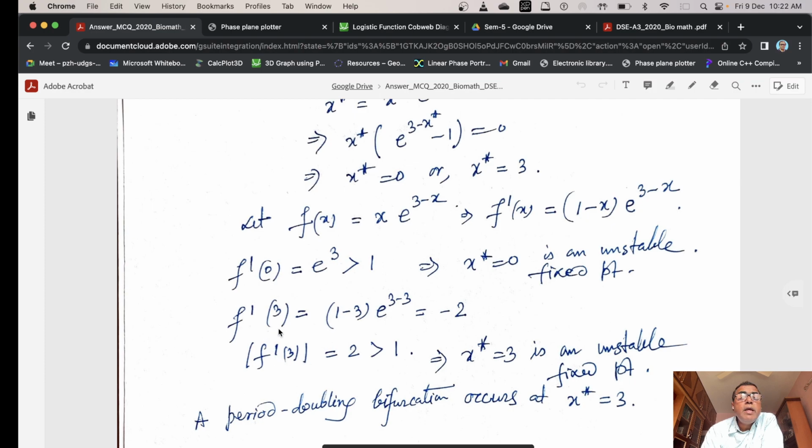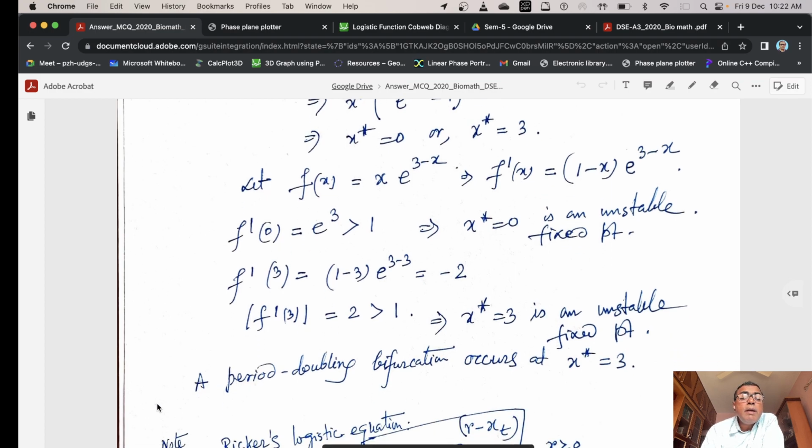And f'(3) equals minus 2, so the modulus of f'(3) equals 2, which is greater than 1. So x star equal to 3 is an unstable equilibrium point. So there are two equilibrium points, but both are unstable. A pretty interesting case: a period doubling bifurcation occurs at x star equal to 3.